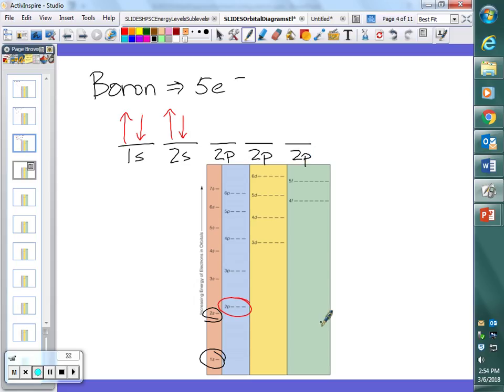How many electrons do we still have to put on this drawing? 1. So I'm going to put it right here. Do I need to put it right there? Not right now. And we'll pick up this discussion on Thursday.